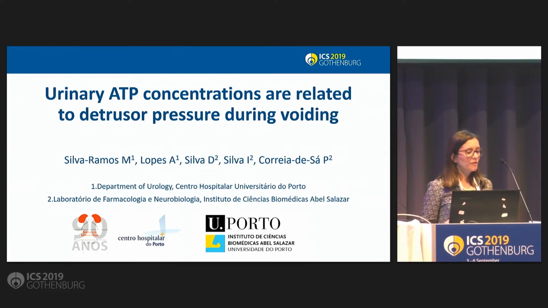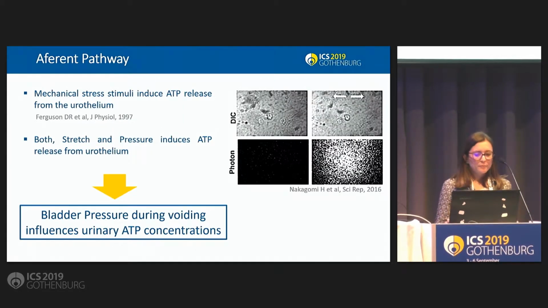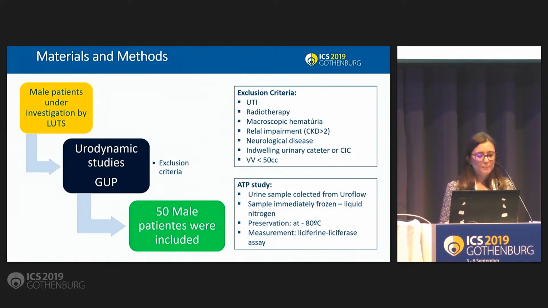And we study if urinary ATP concentrations are related to the detrusor pressure during voiding. By Ferguson's study, ATP is released by the urothelium through mechanical stress like pressure, stretch, and hyposmotic stimulation. So during normal bladder filling, ATP is released by urothelium as the bladder distends, and both stress and pressure induce ATP release from urothelium. So we hypothesize that bladder pressure during voiding influences urinary ATP concentrations.